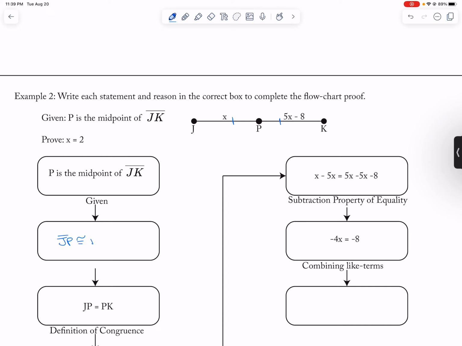And this is a flowchart proof. It looks like an R. This is a flowchart proof. And so we write the statements inside the boxes, and then we write why it's the case outside right below it. So definition of midpoint. So you always have statements and justifications.